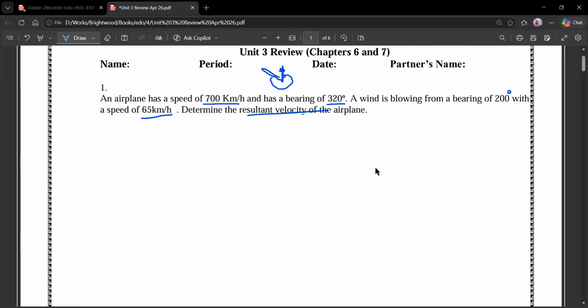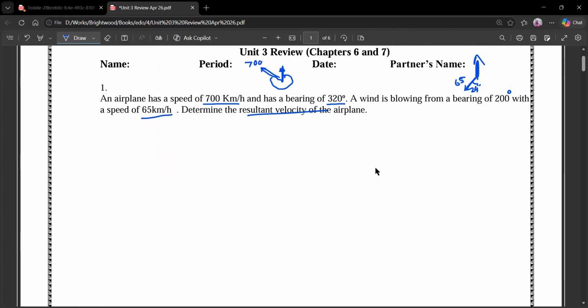And the wind is 65 kilometers per hour with a bearing of 200 degrees. That means the direction is 200 from the north direction. From north to here is 180, so it's only 20 degrees more. It's 65 kilometers per hour here and 700 kilometers per hour here. These are the two measurements.